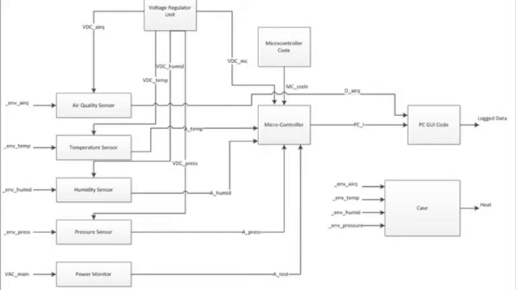The final block to talk about is the case itself that houses all the internal components of the ESM. The input to the case block for the ESM are all the different environmental factors such as air quality, temperature, humidity, and pressure that the ESM measures. The output of the case block is the heat that the ESM actually generates. This concludes the block diagram overview for the project.